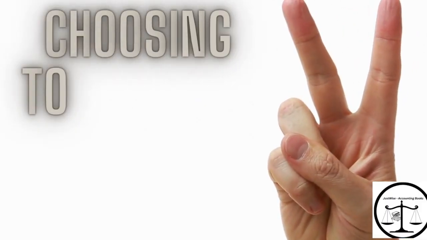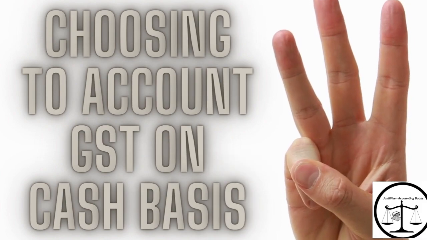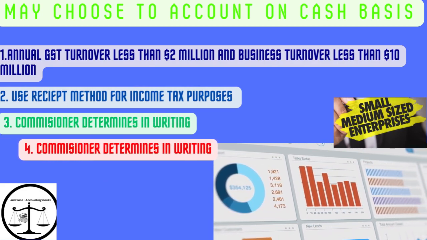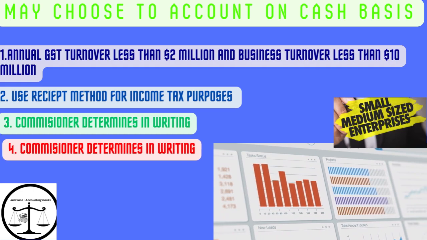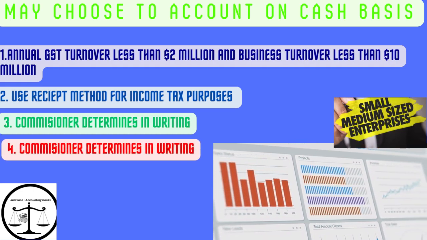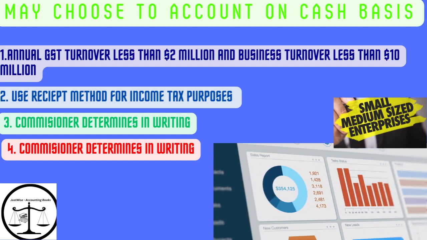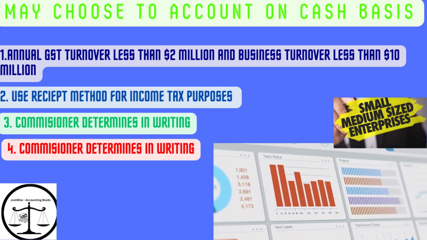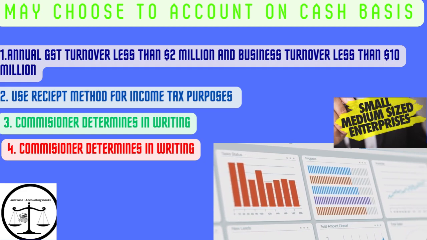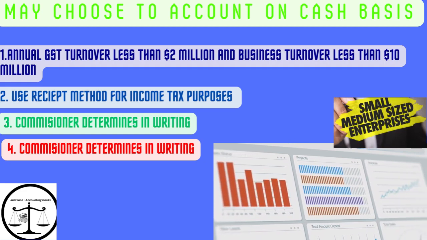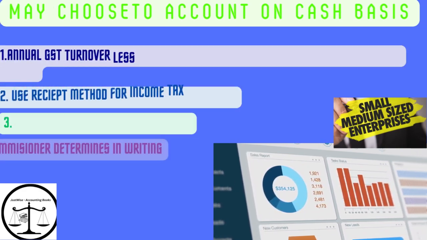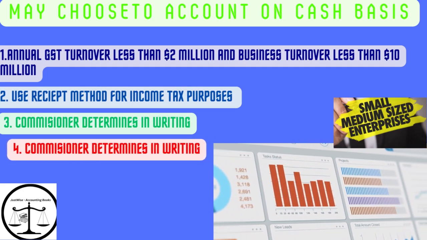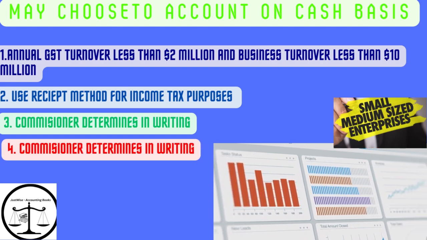3. Next is choosing to account on a cash basis. A business may choose to account on a cash basis if its business turnover or GST turnover is less than $2 million per year. For income tax purposes, you account for your income using the receipts method, and if the Commissioner determines in writing that cash basis accounting applies to a business. Just a side note, friends, under subsection 328-110(4) of the Income Tax Assessment Act 1997, a business making less than $10 million is considered a small business. Please keep in mind, just as we discussed before, to account on a cash basis, business overall and GST turnover must be less than $2 million in an income year.